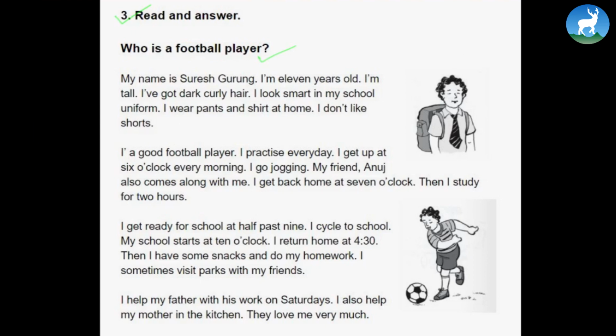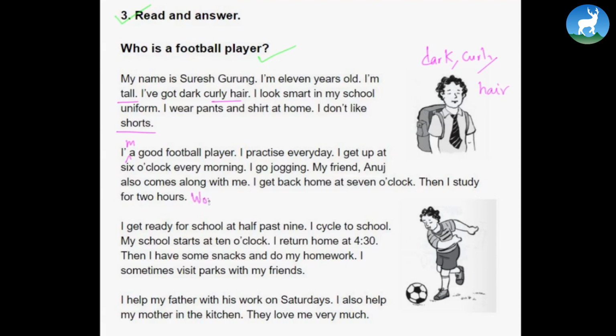My name is Suresh Gurung. I am 11 years old. I am tall. I've got dark curly hair. As you can see in the picture, he's got dark curly hair. I look smart in my school uniform. I wear pants and shirt at home. I don't like shorts. Neither do I. I'm a good football player. I practice every day. I get up at 6 o'clock every morning. I go jogging. My friend Anuj also comes along with me. I get back home at 7 o'clock. Then I study for 2 hours.